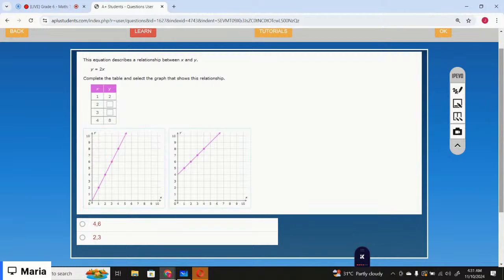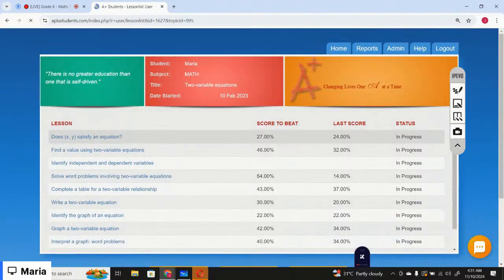The correct option is option number 1, that is 4 and 6. Okay, you can complete the lesson by yourself later today. Let me just move on to the next lesson. The next lesson is interpret a graph.